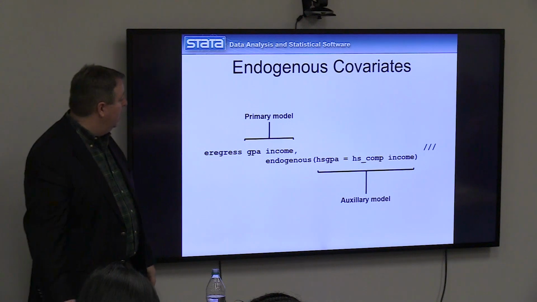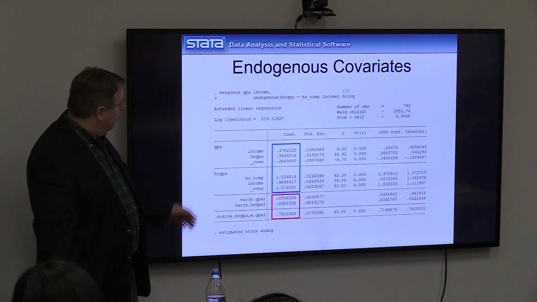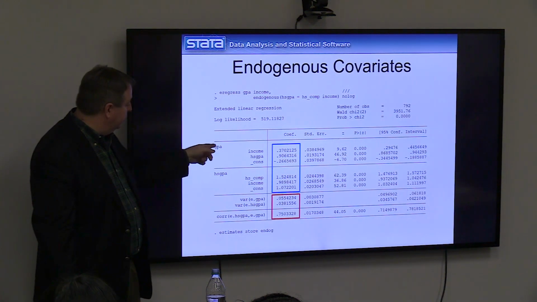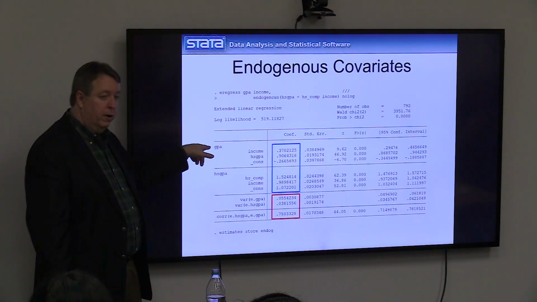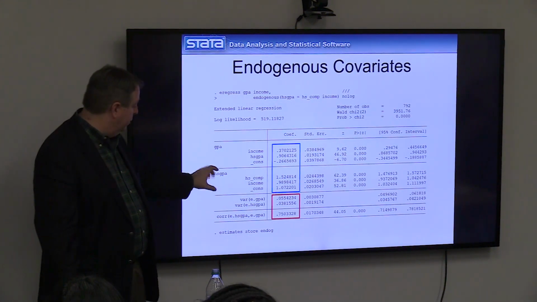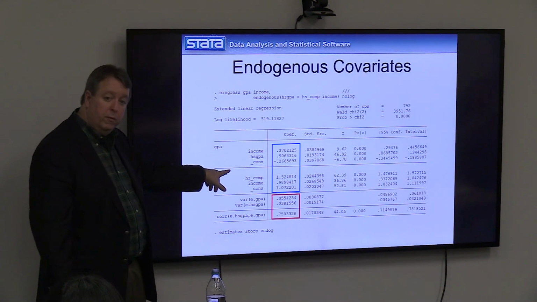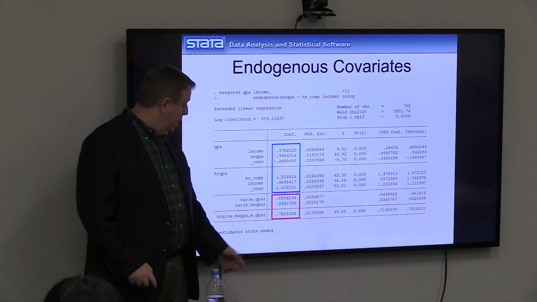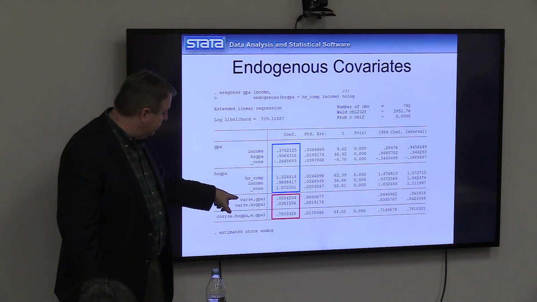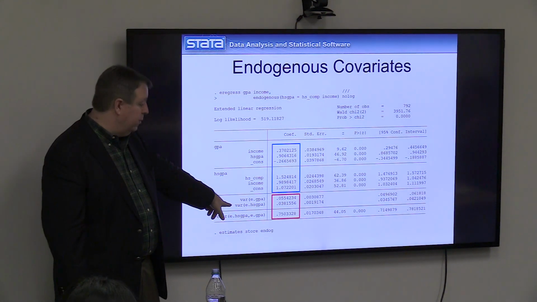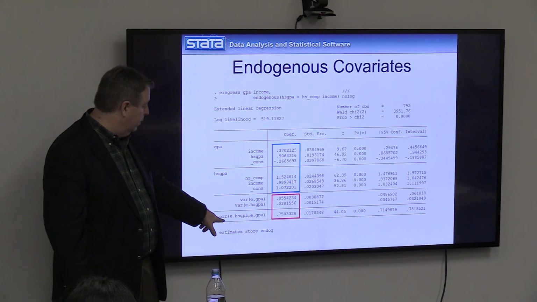endogenous option. And when I fit the model, the output then shows me two sets of coefficients. The top set of coefficients is where GPA is the dependent variable. And then I have my coefficients for my secondary auxiliary model, the high school GPA dependent variable model. So I get the coefficients for that as well. And then at the bottom, I also get estimates of the variance of the error terms for the GPA model, the variance of the error terms for the high school GPA model, as well as their correlation.